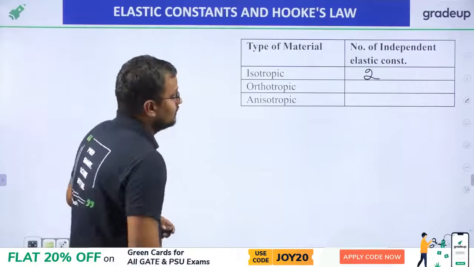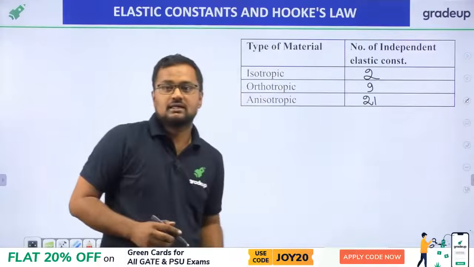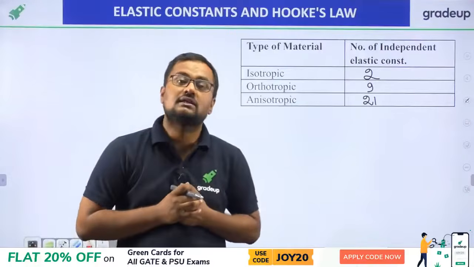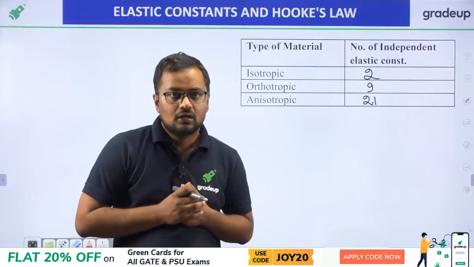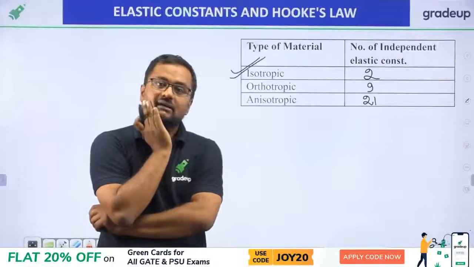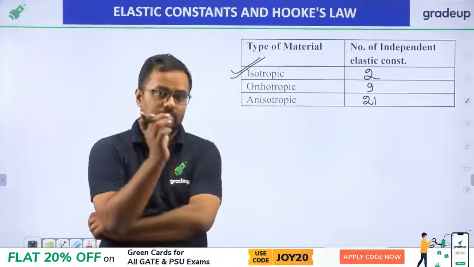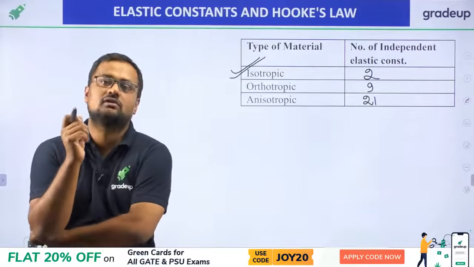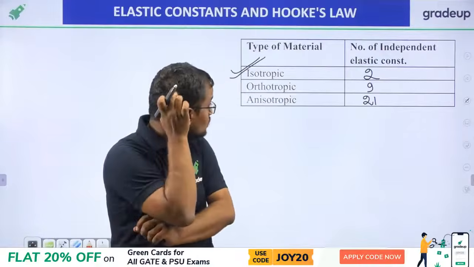For orthotropic, my friends, it will be 9 and for anisotropic 21. Yes, Tejinder, you were absolutely right. Yes, Maheshwar, you were right also. My friends, in our syllabus of GATE and ESE, the only syllabus is for isotropic. We don't have to deal with orthotropic or anisotropic. But let me tell you a brief explanation about them also for further use.